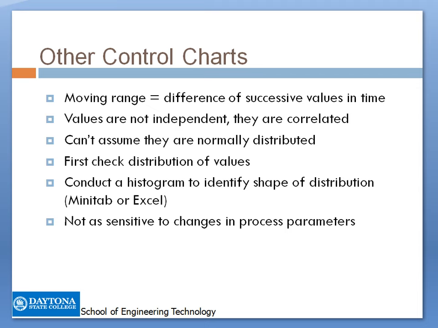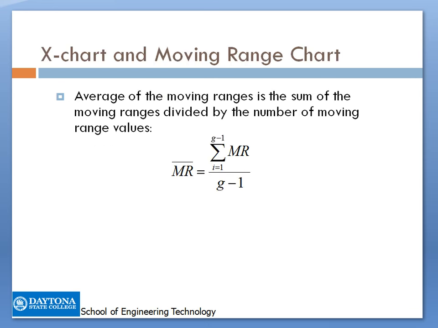You need to first check the distribution of values, and how do you do that? You conduct a histogram to identify the shape of the distribution. And this type is not as sensitive to changes in process parameters. Same steps, you need to calculate the average of the moving ranges, which is the sum of the moving ranges divided by the number of moving range values. And this is data that is given.